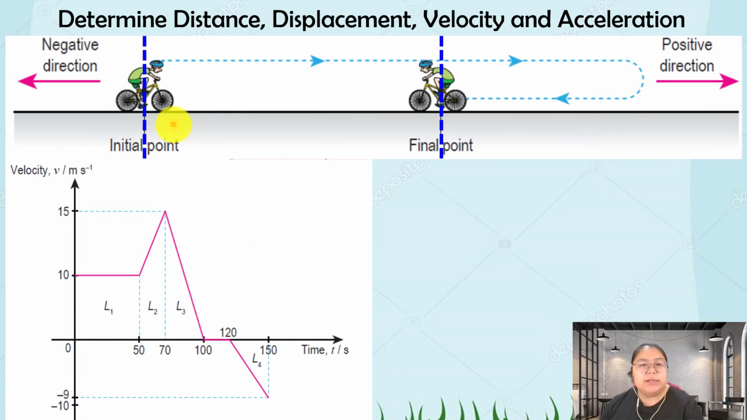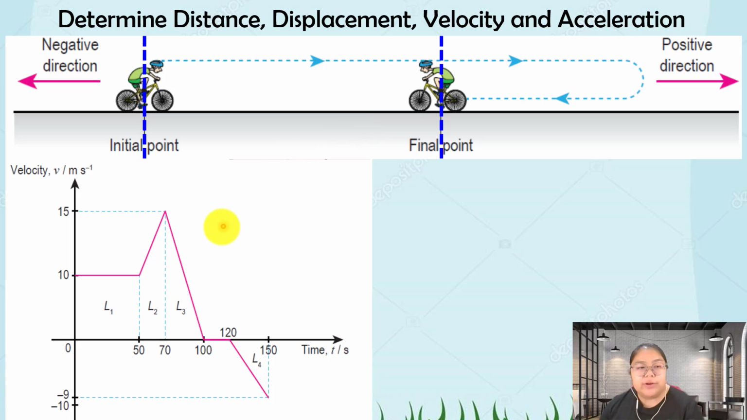Okay, now we determine the distance, displacement, velocity. We add one more: acceleration. So this one is the initial point. The bicycle starts to move to the right-hand side, positive direction. After they move, they will turn back. They move, after that they reverse and come back until here, where there's a final point.